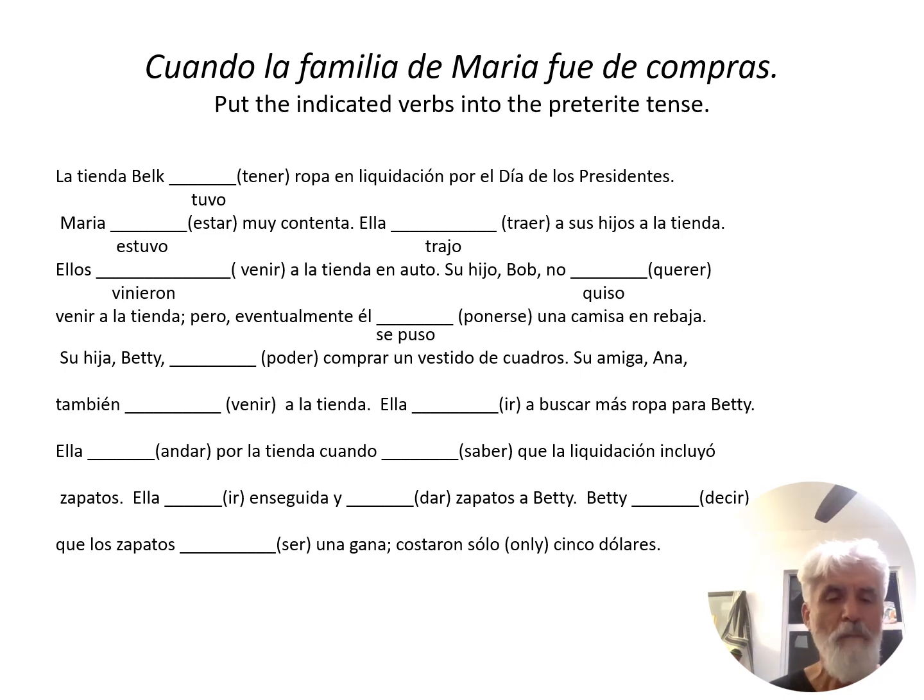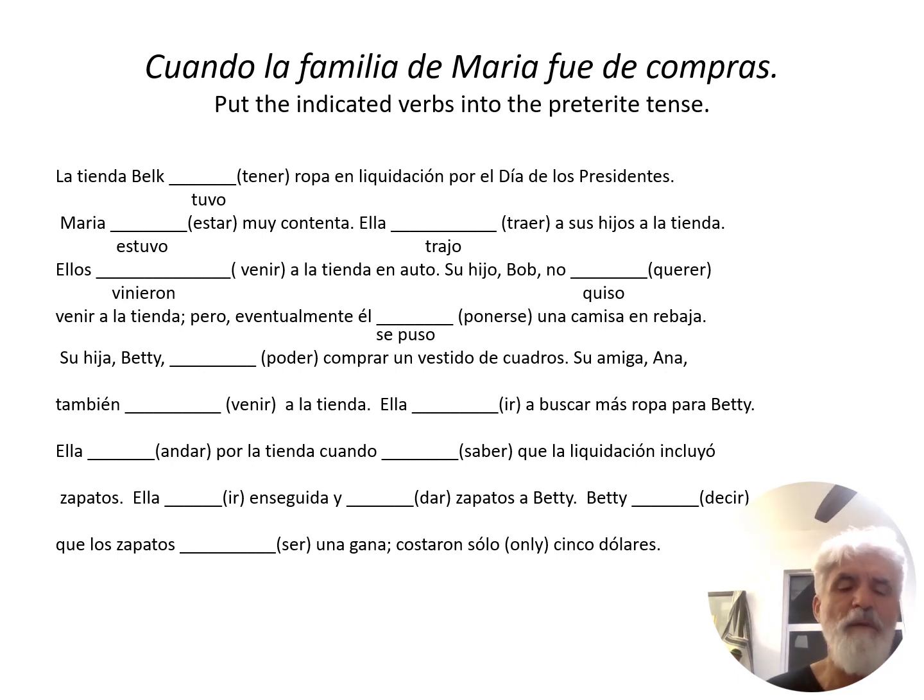All right. And they did the next one for us, but let's take a look. So Bob no quiso venir a la tienda. He didn't want to go to the store, pero eventualmente, but eventually, ponerse. Now, ponerse is to become or to get, and it's the verb poner with se, which is the reflexive use of poner. So let's just look at poner.